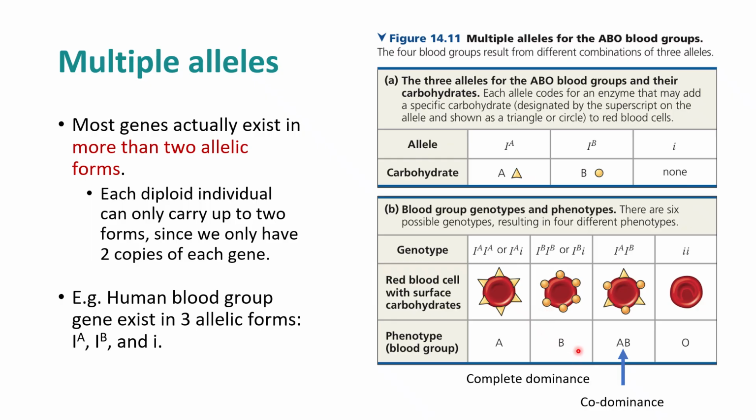Similarly, if we have IB IB or IB i, then we would get a B type blood group. And if we are homozygous recessive, so we have ii, that is when we get the O type blood group. So this is a case where we have multiple alleles, where we could potentially have different kinds of blood groups even though it's coding on the same gene.